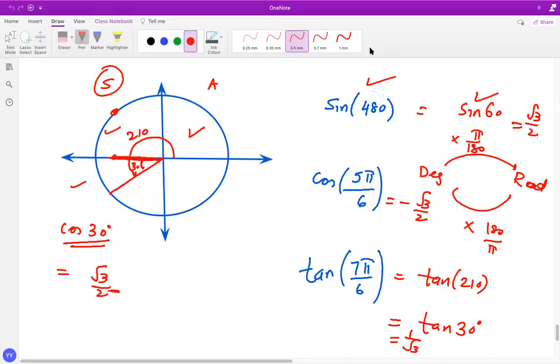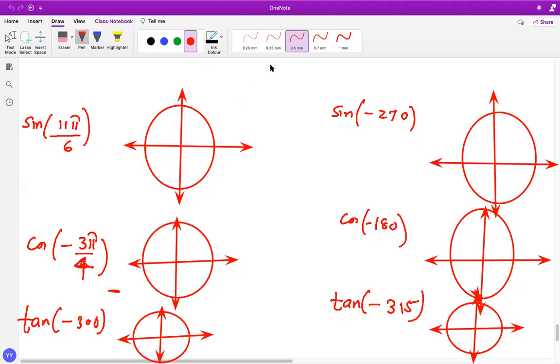All right, so here we have the first angle, which is 11 pi by 6. If you convert into degrees, it is somewhere here, which is 330 degrees. So 330 degrees is the angle. The principal angle or the base angle is 30 degrees. So this is going to be the same as sine 30, but since it is in quadrant number 4, it will be negative. So the answer is negative half.